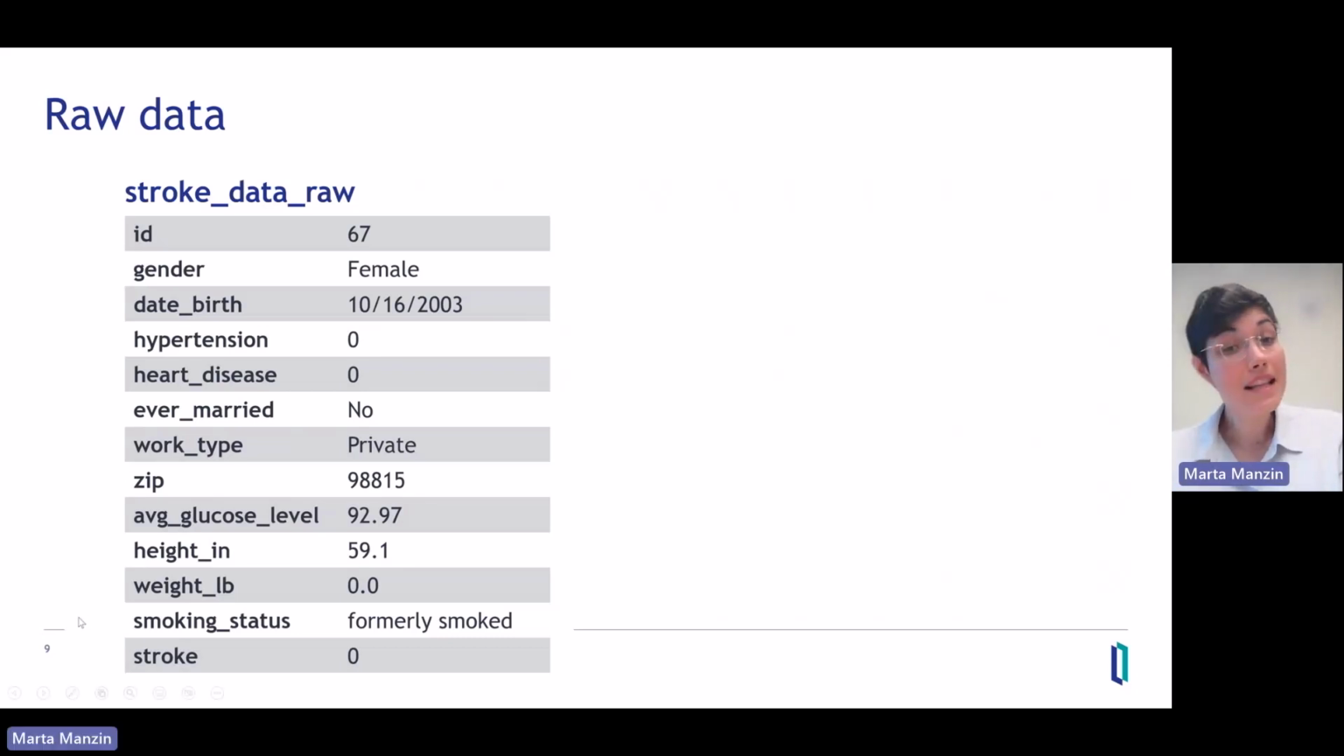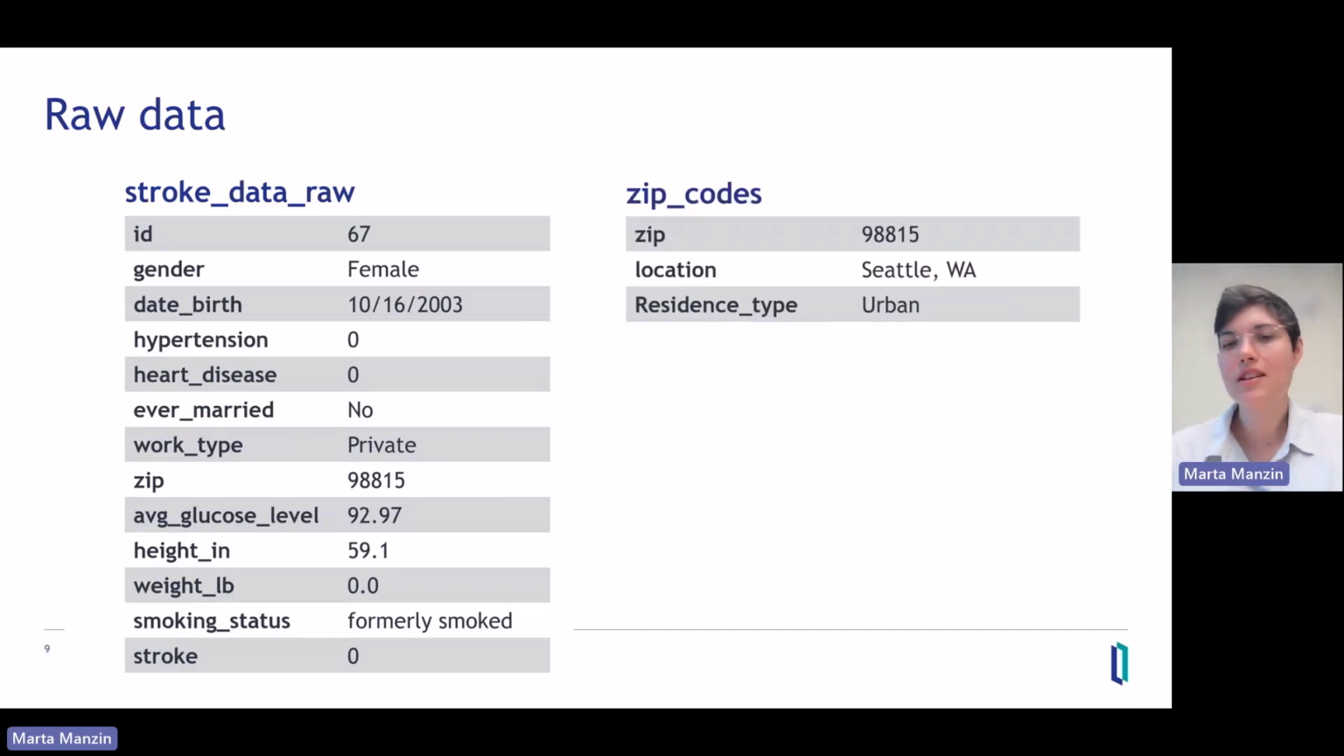We also have some clinical information such as the height and weight, whether they ever smoked, and most importantly, whether they've ever had a stroke. We also have the zip code that they live at, which is very convenient because our second table just so happens to be a series of zip codes. Each of them is listed together with its corresponding location and with its residence type label, which can be urban or rural.